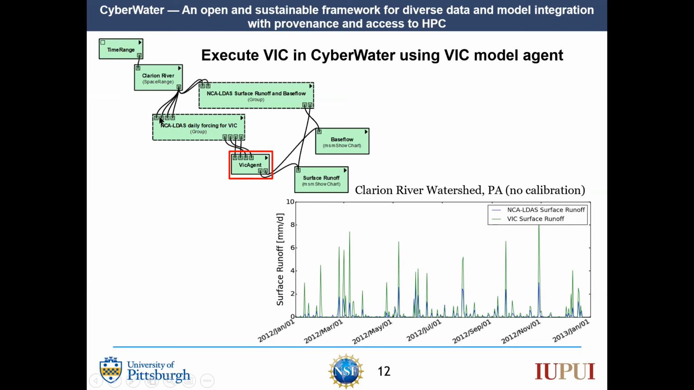To run the model, you also need to specify the time range, which is the study period of your model simulation. And you need to specify the space range, which is the study area of your model simulation. With that, you connect these modules to form your workflow and execute your workflow in CyberWater. By executing it, CyberWater runs the VIC model and generates results. And you can visualize your results generated by the model. For example, in this case, you output your model results for visualization.